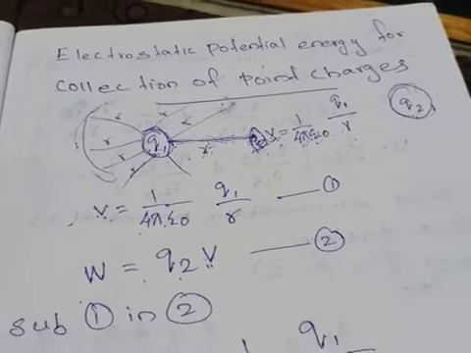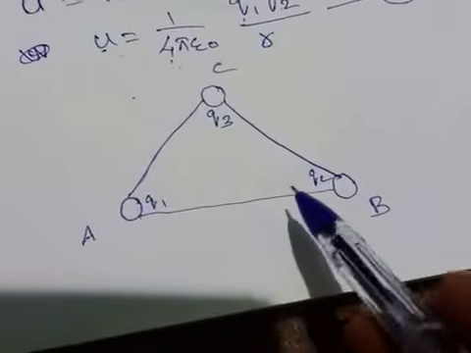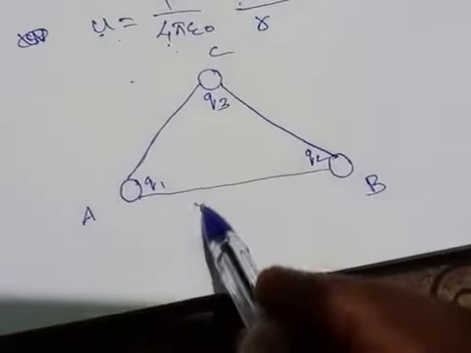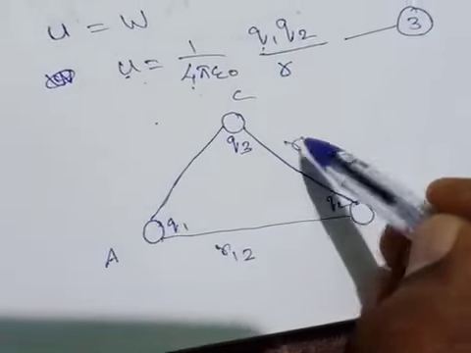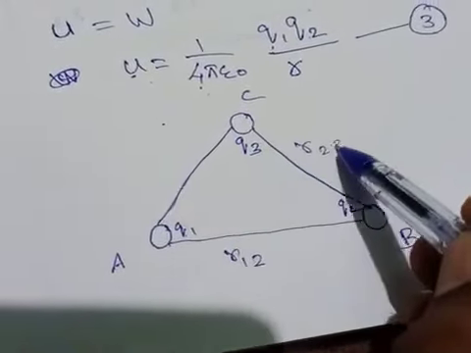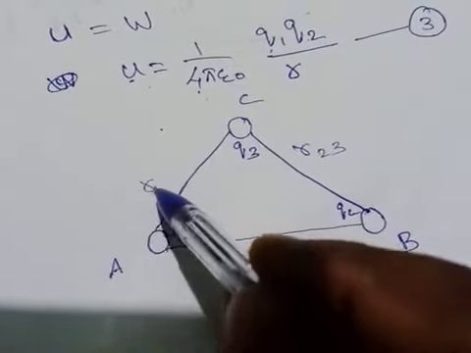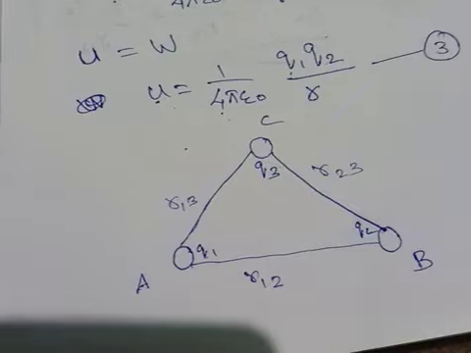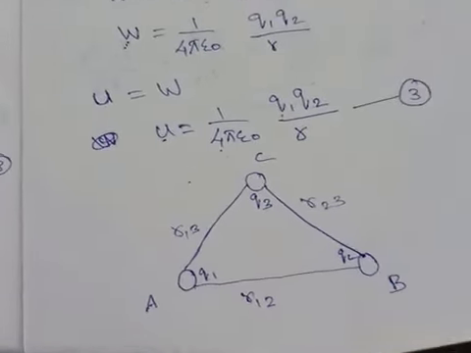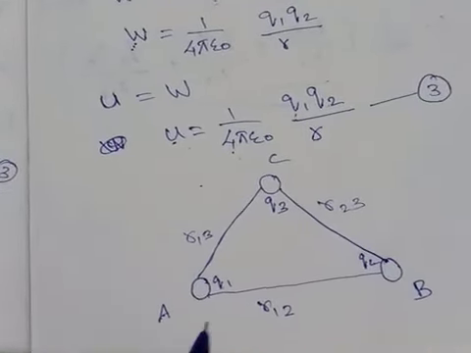So, electrostatic potential energy for a collection of point charges. This is a collection of point charges. This distance we can call R12, this distance R23, and this distance R13. Okay. Now by using this diagram, some things you have to explain.